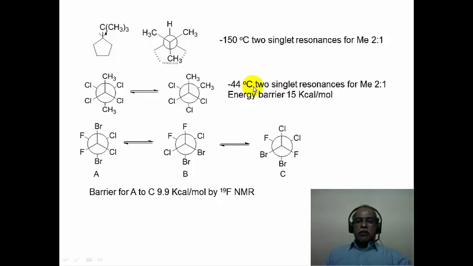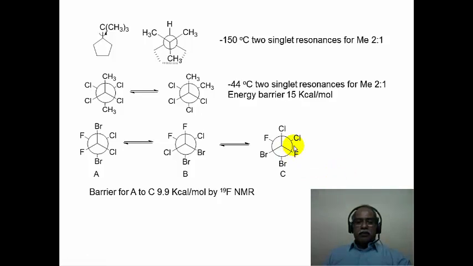So at a low temperature of minus 44 degrees Celsius, two singlet resonances are seen in this particular spectrum corresponding to a 2:1 ratio. In other words, this conformer population is twice as much as the conformer population which corresponds to this one. The activation barrier for the carbon-carbon bond rotation in this molecule is calculated to be about 15 kilocalories per mole. One can use various nuclei for the variable temperature NMR spectrum.